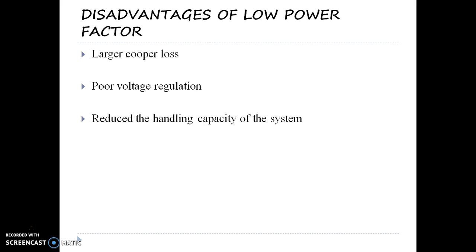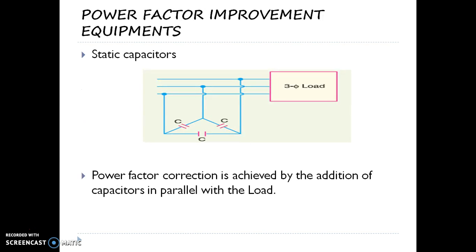Then we will see the methods to improve the power factor of the system. Generally there are three different methods available to improve the power factor of the system. First one is static capacitor method, second one is synchronous condenser, then third one is phase advancer method. We will see one by one.